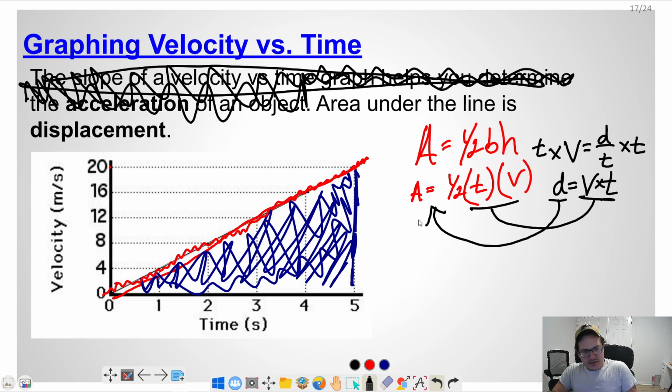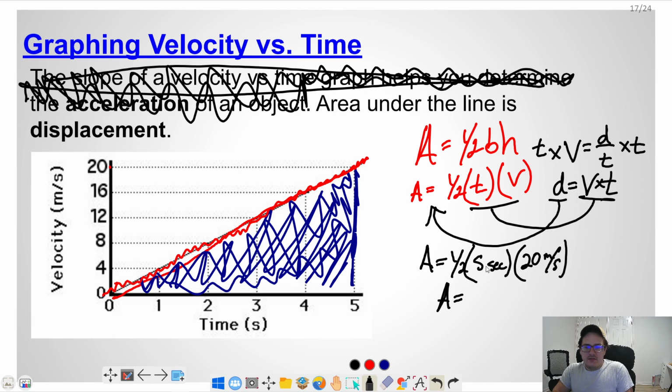Okay, so let's do that for this one right here. The area under the line is 1/2. Our base is 5 seconds. And our velocity, our max velocity is 20. Our height is 20 meters per second. Well, what do the units in here do? So seconds cancels out seconds. And so I'm left with 1/2 times 20, which is 10. 10 times 5 is 50. And what's my final unit? That is meters.